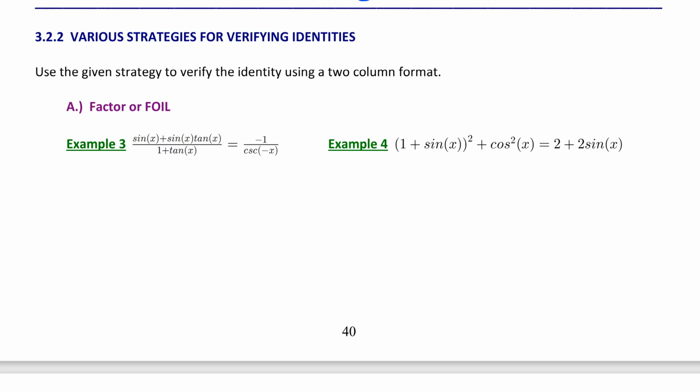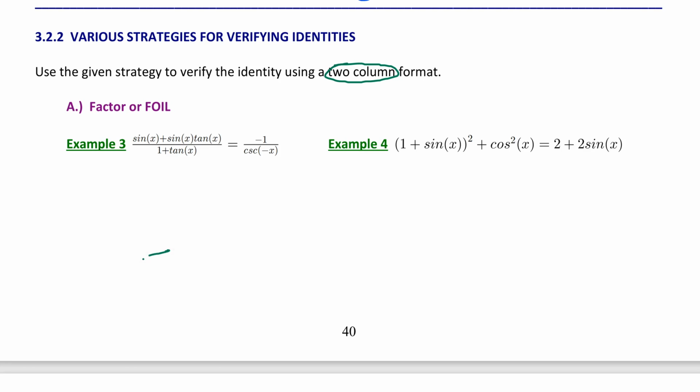In section 3.2.2, we'll explore various strategies for verifying identities. Keep in mind, we are going to use the two-column format for verifying identities. One algebraic technique that you can use to verify an identity is to either factor an expression or FOIL an expression. On example 3, notice the most complicated expression is there on the left.